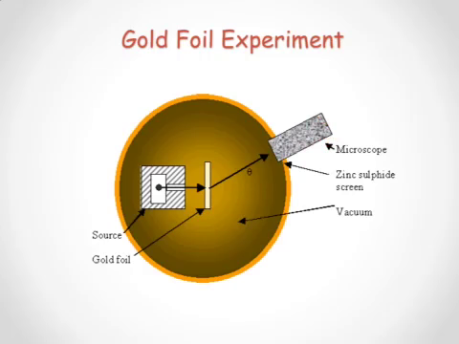In front of it, there is this screen coated with zinc sulfide. Every time an alpha particle hits it, it will illuminate the screen. And you can look through this microscope to observe the illumination.